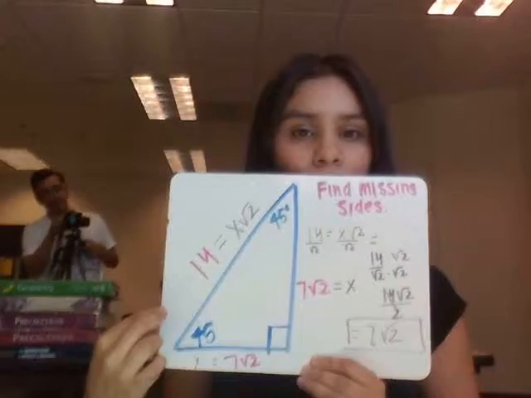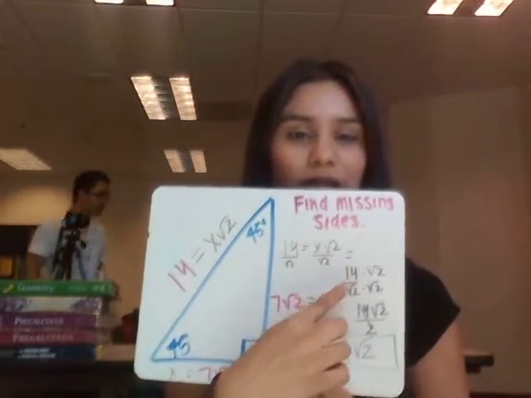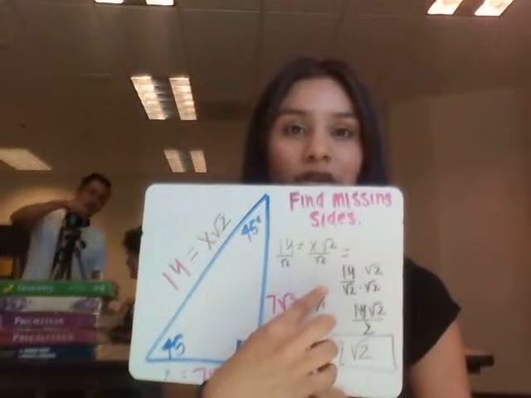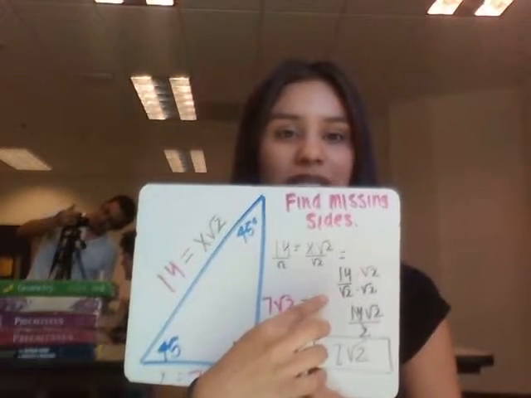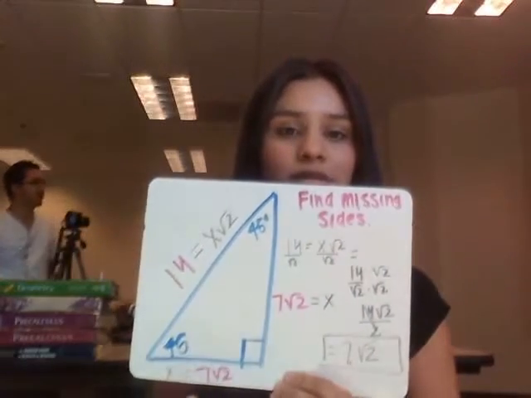So what you do to find your two other legs is set 14 equal to x rad 2, and then you should get 14 over rad 2, but you have to rationalize, and after you rationalize, you should get 7 rad 2, and those will be your other two legs.